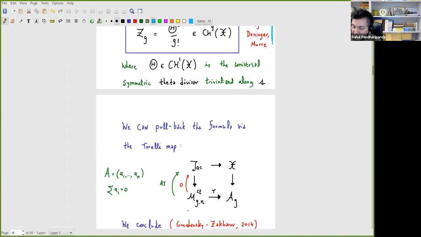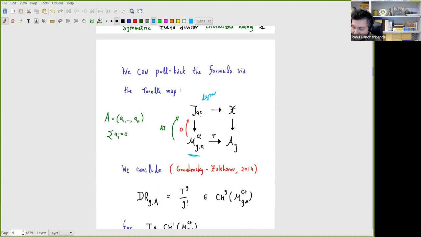So the Torelli map, if I take compact type curves, maps to the abelian varieties. And this universal abelian variety is the Jacobian. This Jacobian of degree zero line bundles has a zero section. And if I have a vector of integers that sum to zero, which is supposed to give you my zero and pole data, there's an Abel-Jacobi map. I can pull back the zero section via the Abel-Jacobi map. And that gives the double ramification cycle on the compact type locus.